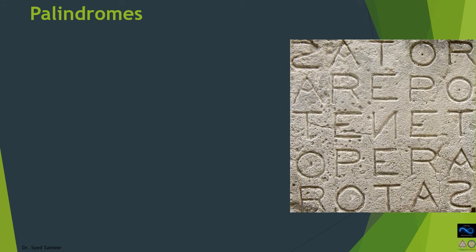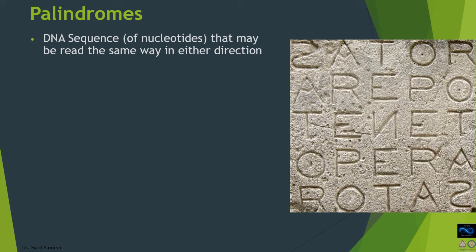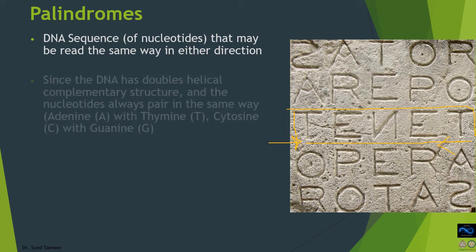So finally, we arrive at the concept of palindromes. Palindromes in DNA duplex are DNA sequences which are read in the same way in either direction. As you can see in the example here, TENET, if you read it from here, it will be read as tenet, and from backwards also it will be read in the same manner. These kinds of words are called palindromes. In DNA also, if the sequence is like that, which is read in both directions in the same way, then that DNA sequence is called a palindrome.